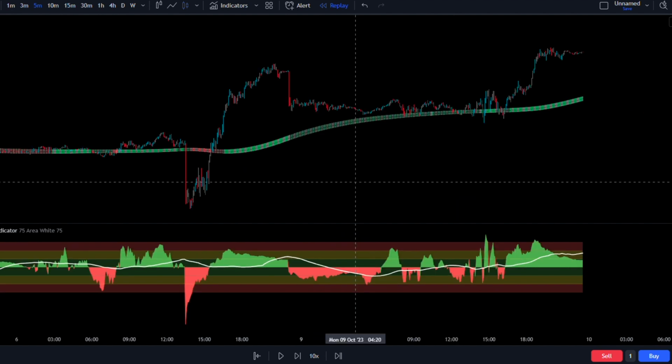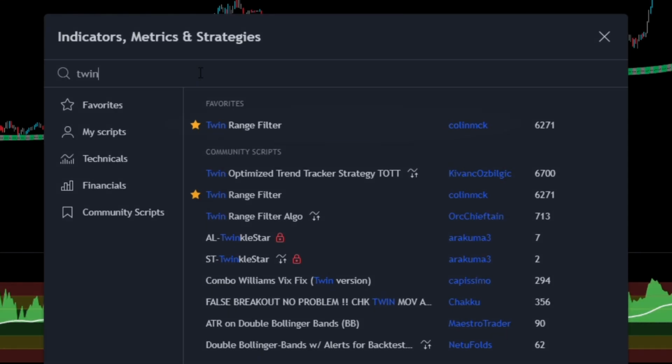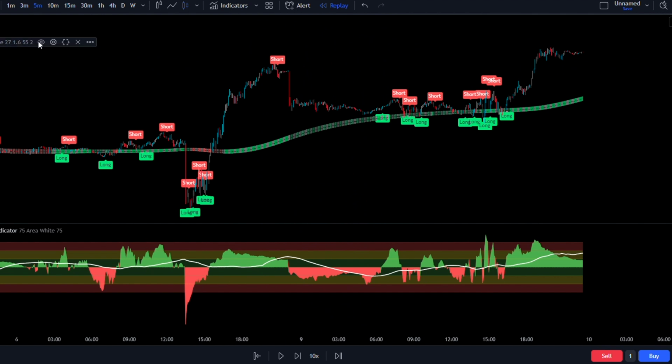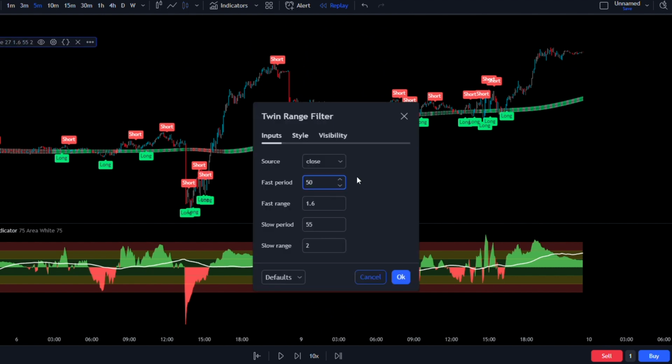So now we need the final indicator. So let's go to the indicators tab. And for the final indicator, we're going to need the twin range filter. Let's make some adjustments in the settings to this. Change the fast period to 50, the slow period to 35, and the slow range to 3.